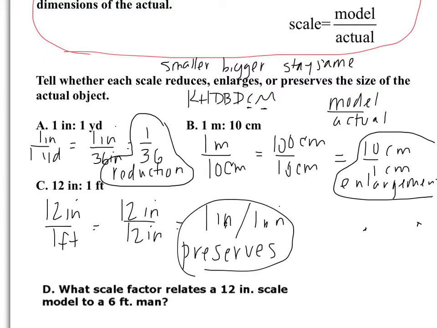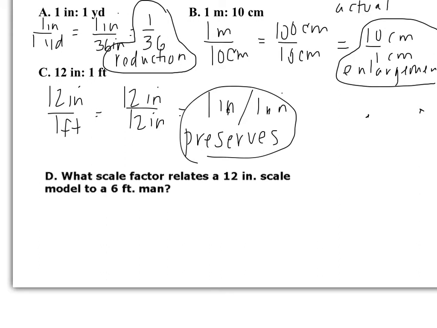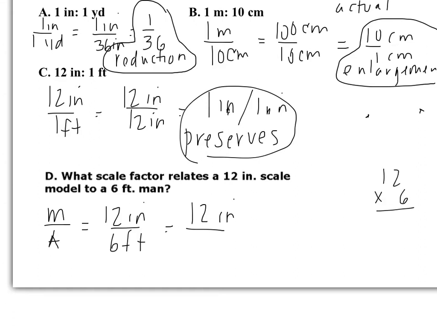And you have an example of where you equal 1, and it preserves. It stays exactly the same. Okay, so now it says, what scale factor relates a 12-inch scale model to a 6-foot man? So again, I'm going to put M over A for model over actual. We have 12 inches over 6 feet, and again we need to turn them into the same unit. So we're going to keep the inches and we're going to turn 6 feet into inches. Well, since there's 12 inches in a foot, 12 times 6 gives me 72, so that's 72 inches.